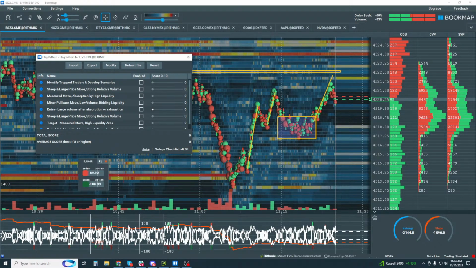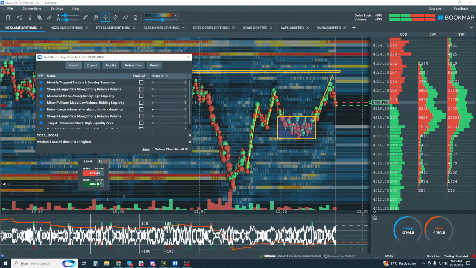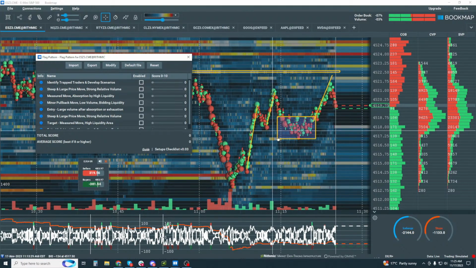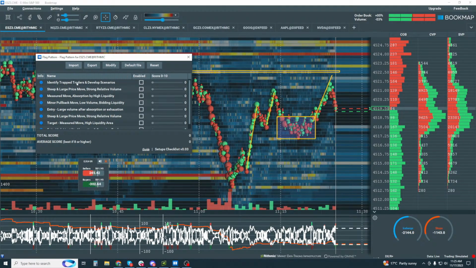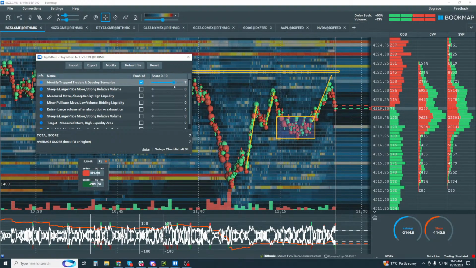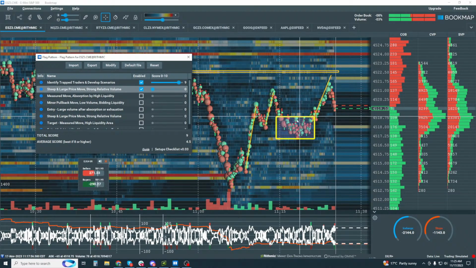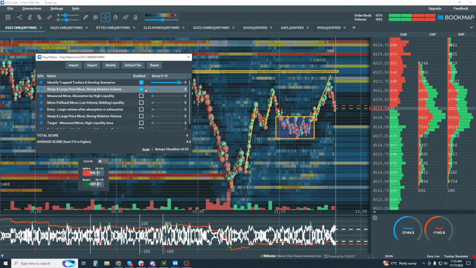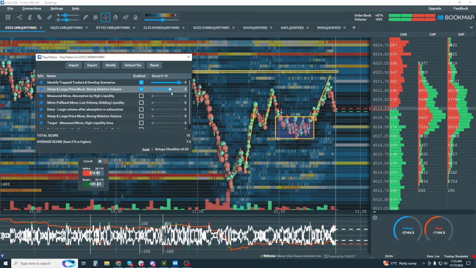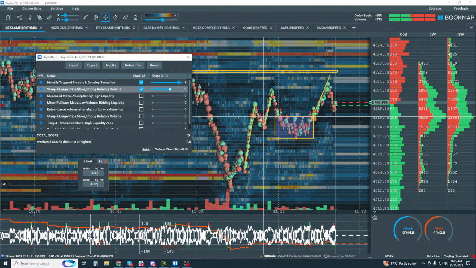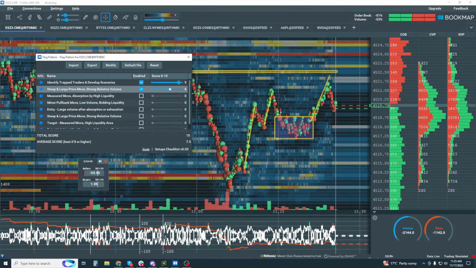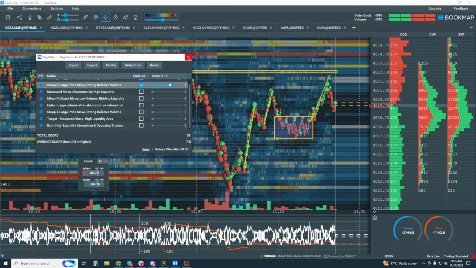I was making the analogy that these are like football players or baseball players or something. You have your star players here, and they look good. A star player would be like an 8 to a 10 in here when you look at this, identifying that potential trap, identifying the steep move and the relative volume. Then you want that on your side, and the more that you get on your side in here, the more likely that it'll work.